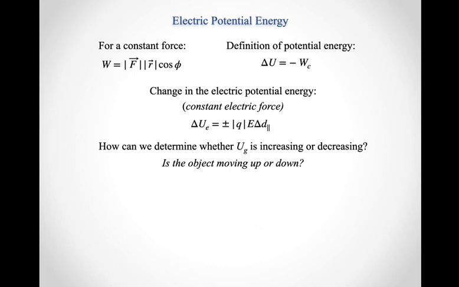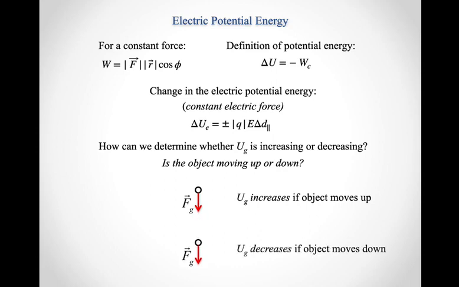So the first one was the gravitational potential energy. We said, how can we determine whether the gravitational potential energy is increasing or decreasing? The fundamental question that we asked to reframe that first one is, is the object moving up or down? And so if you remember, if there's an object and it goes up, the gravitational potential energy increases. On the other hand, if that object moves down, then the gravitational potential energy is decreasing.